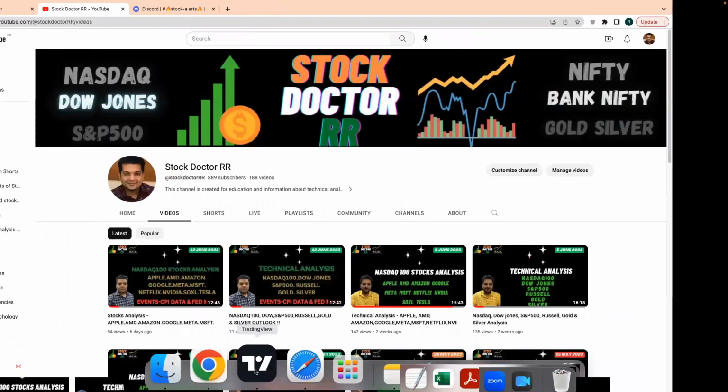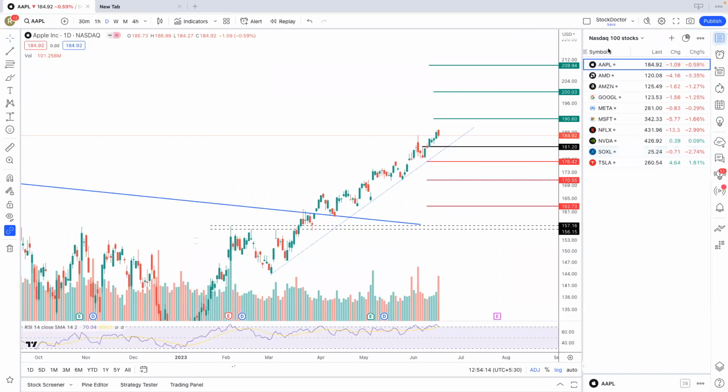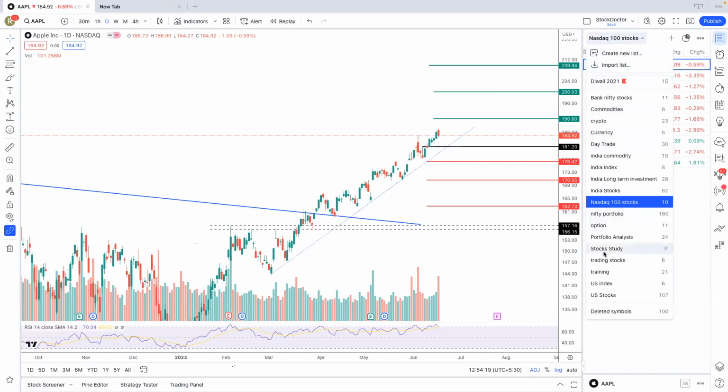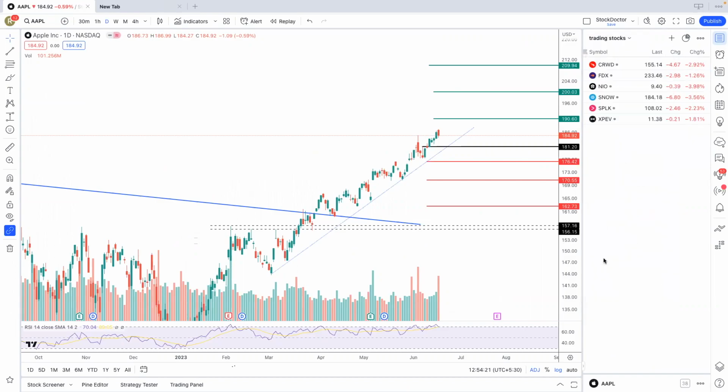Today, we are going to discuss Nasdaq 100 stocks, their important support and resistance levels, and the 6 stocks which I mentioned on the Discord channel. These are these 6 stocks.